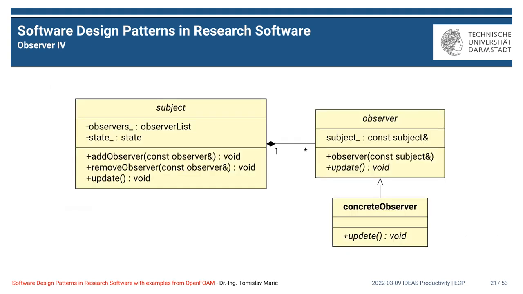This is how it looks in UML. So we have a subject. The subject stores a list of observers. It changes states, it can add and remove observers, and it can update. So update, again, take it with a grain of salt, whatever you want to call it. You can, of course, define an update that passes arguments.